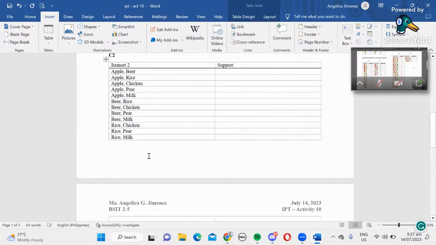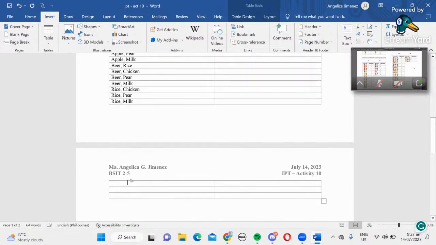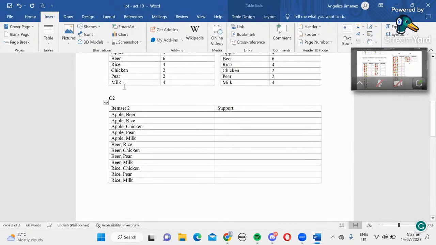So, based on the most frequent item set, we have the 3. Ito na yan. Okay na yan. So, the next thing that we have to do, we have to determine what? The association rules. Yes, ma'am. Based on the frequent item set.